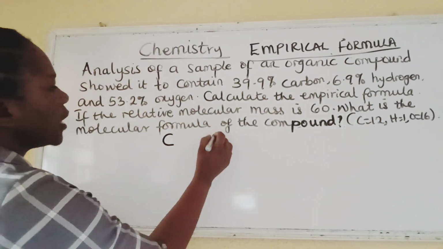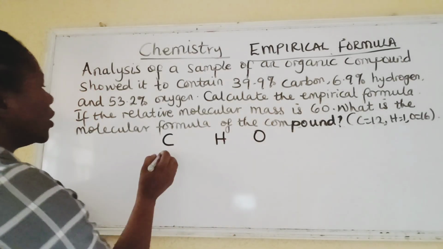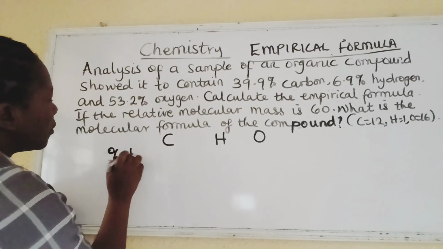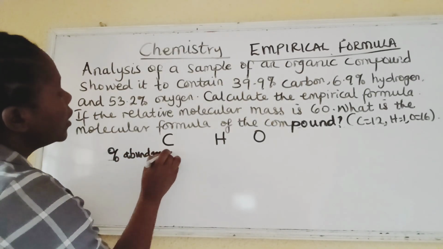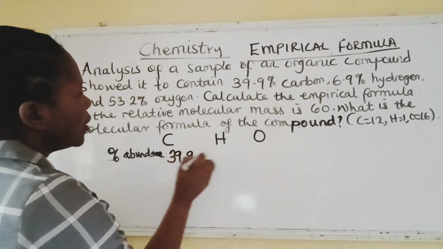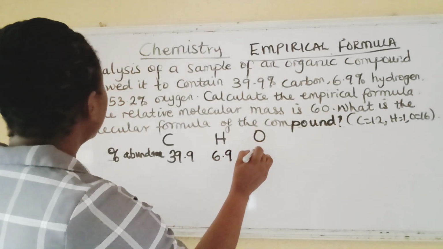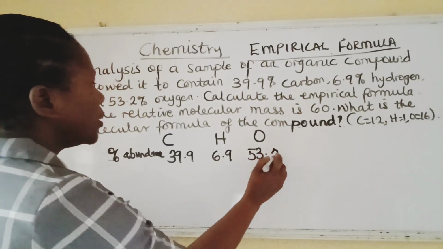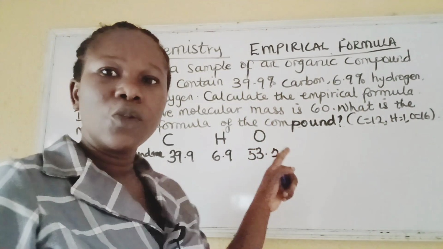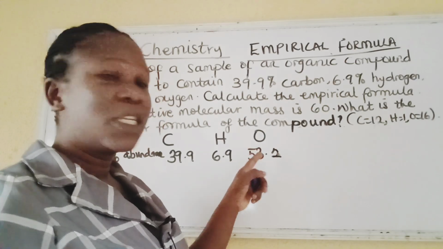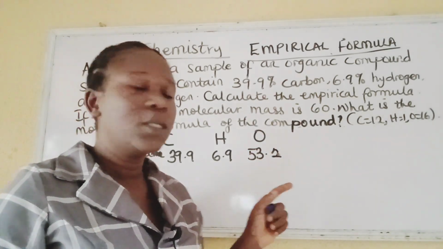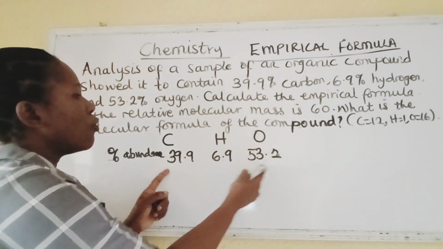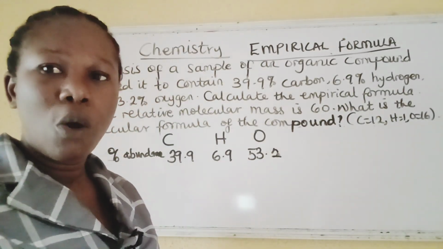The compound contains carbon, hydrogen, and oxygen, and their percentage abundance. That's the first step, to write their percentage abundance here. For carbon, it is 39.9. For hydrogen, we have 6.9, and for oxygen, 53.2%. Now, in case you are not given the percentage abundance of the third element, you can add the two together and subtract from 100 to give you your answer. But if you add all this together, it will still add up to 100%.